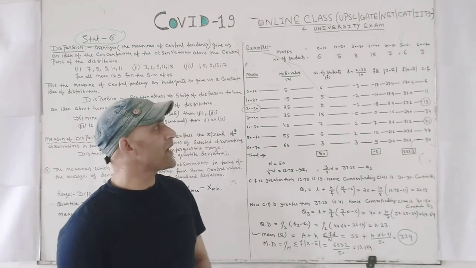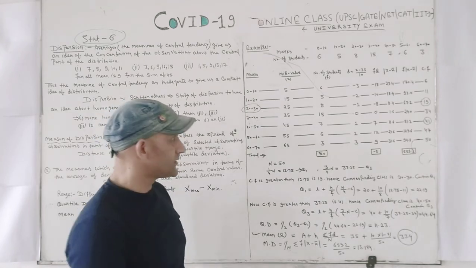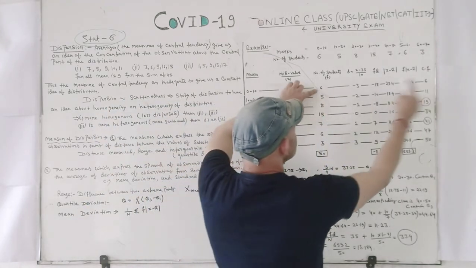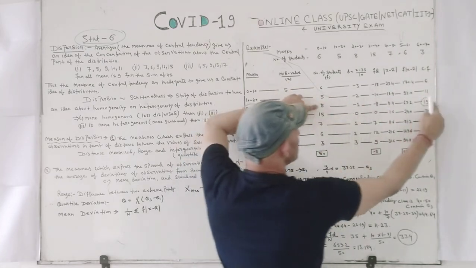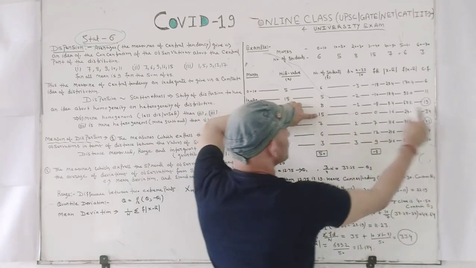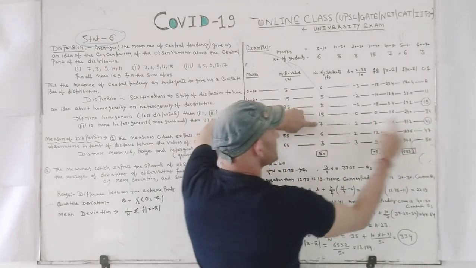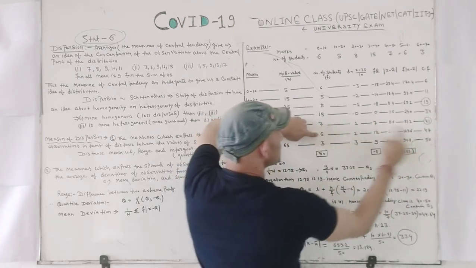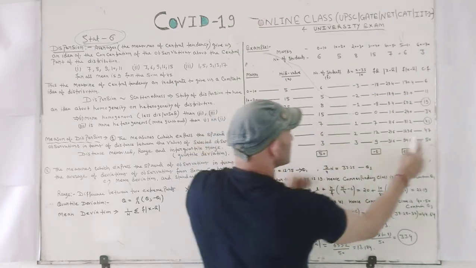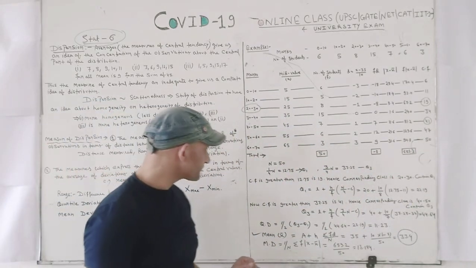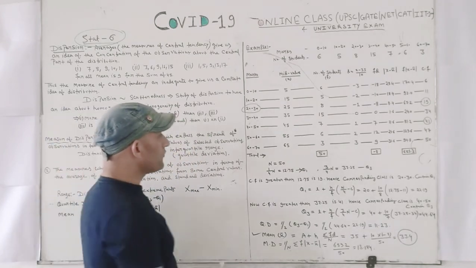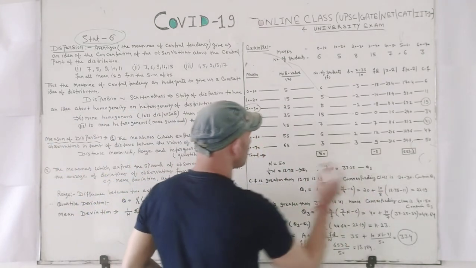And at last we have to find the cumulative frequency. The cumulative frequency is 6, then 6 plus 5 is equal to 11, then 11 plus 8 is equal to 19, then 19 plus 15 is equal to 34, then 34 plus 7 is equal to 41, 41 plus 6 is equal to 47, and 47 plus 3 is equal to 50. So we have found the cumulative frequency also. Now we have seen that n is equal to 50.